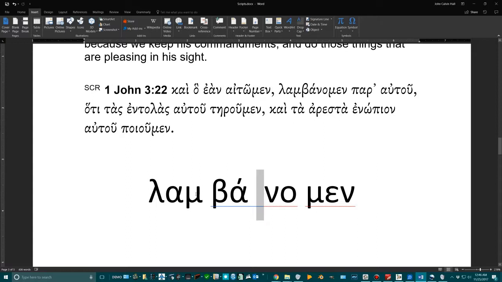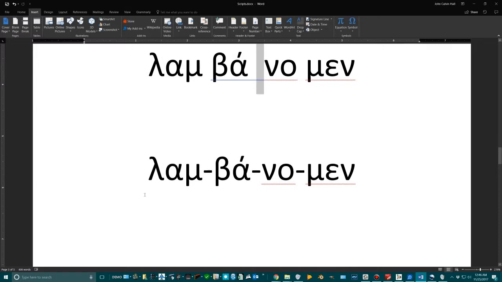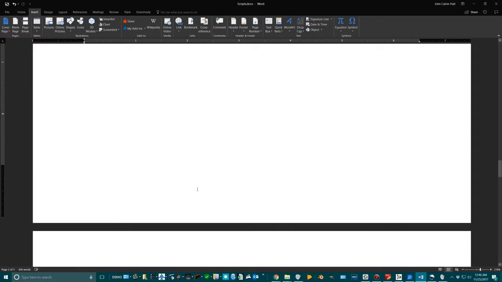The syllables are lam, ba, no, men. So we have 4 syllables there, and we break it down even further. We chose this word because it has a whole lot of syllables, which is important for what we're explaining here.